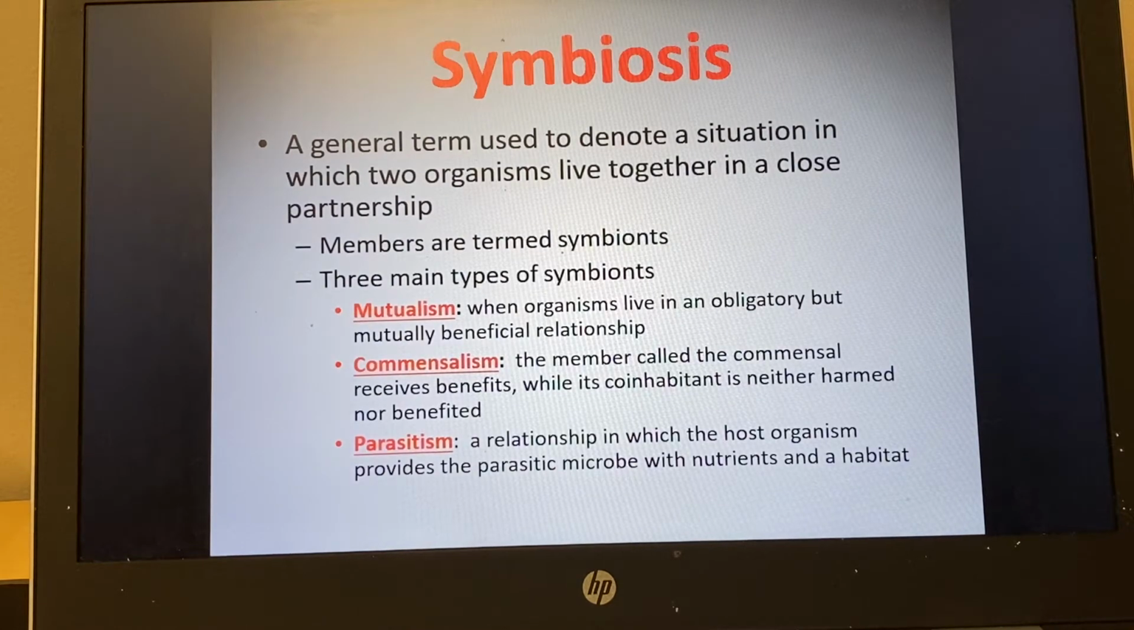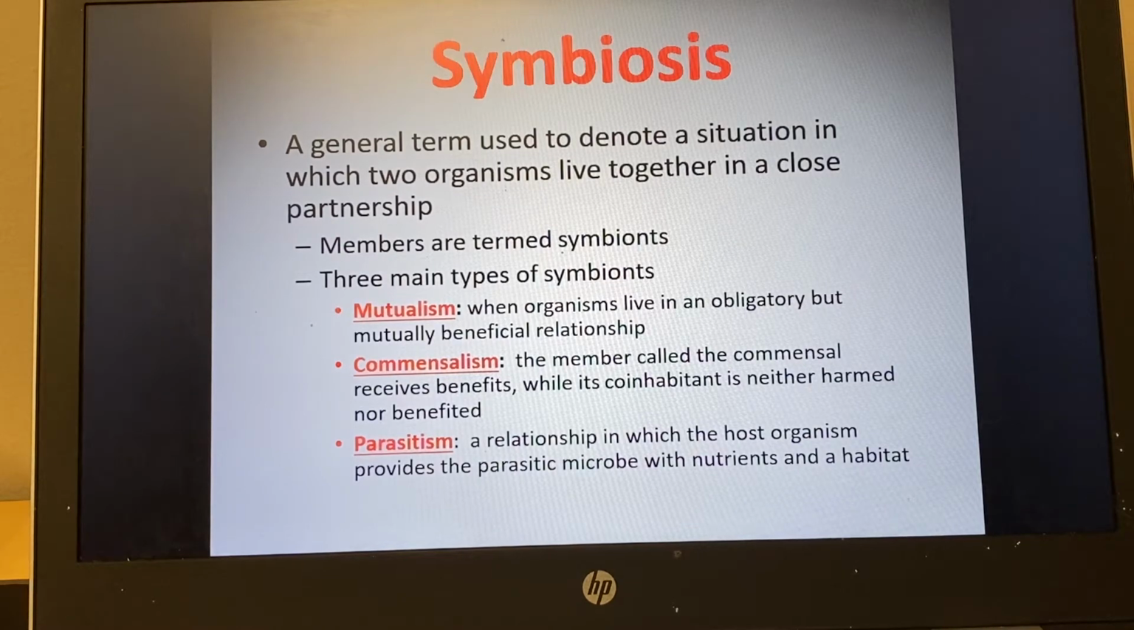So the term symbiosis is a broad term, and it simply means organisms living together. Okay, so if you have an apartment and you have a roommate, you're in a symbiotic relationship. If you're living with your family, you're in a symbiotic relationship, just meaning that you're living with other organisms. Same thing is between us and the microbes that live in our body, and also microbes that live with each other. So that's a broad term.